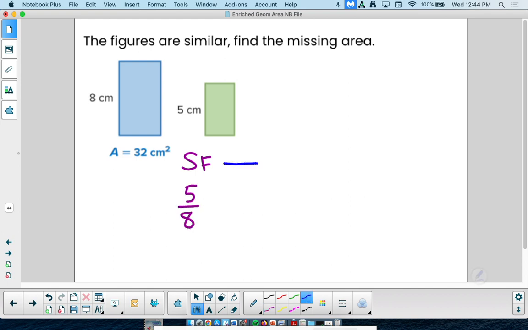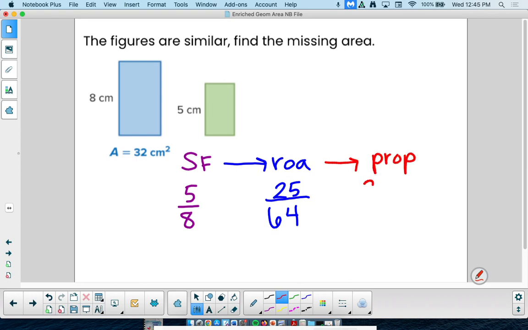Now we have to get to the ratio of your areas. What do we do to our scale factor to get that? Square it, right? We said 5 squared is 25. What's 8 squared? Beautiful. And then from there, we write our proportion. So 25 over 64.